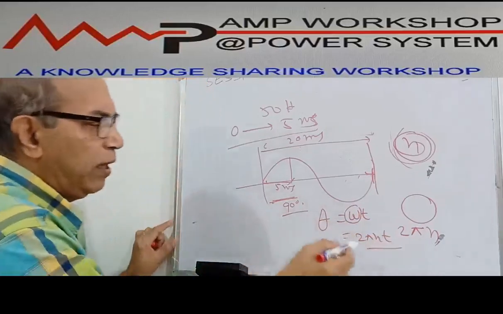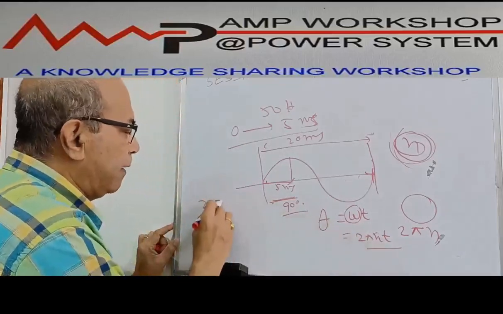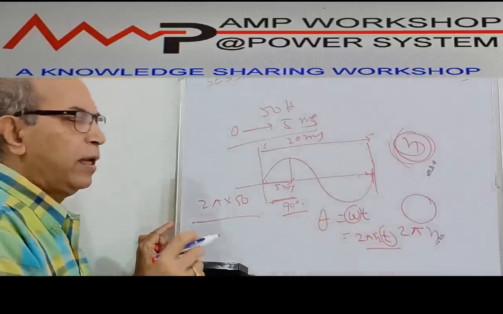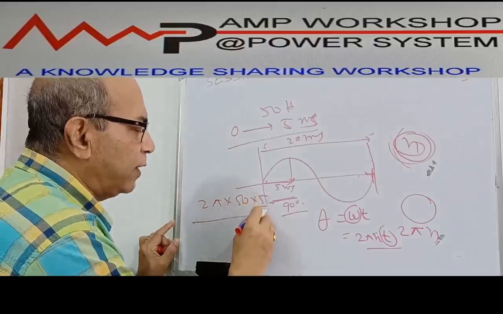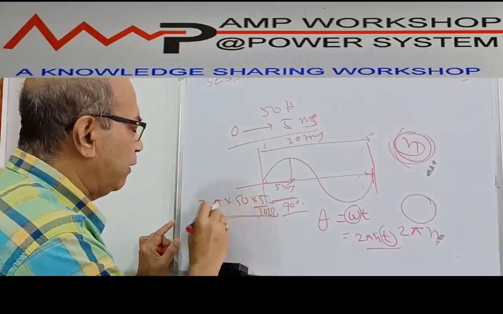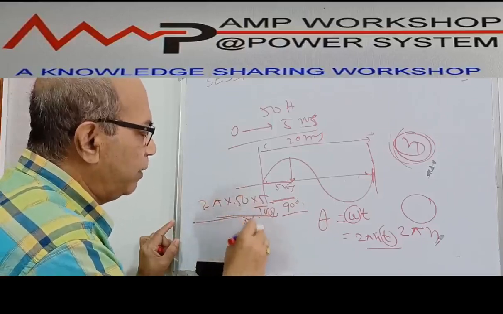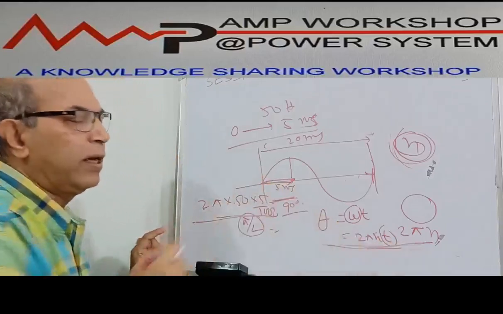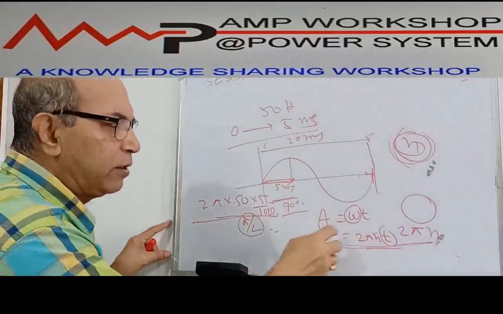Now if you go for 50 hertz, then this frequency is 50 hertz. So 2 pi into 50, and then into time. Suppose the time is 5 milliseconds. So 5 milliseconds means 5 into 10 to the power minus 3 seconds. If you calculate this, it becomes pi by 2, which equals 90 degrees. So this is 90 degrees. In this way we can get this angle. In angular form, it will be 2 pi nt, which is equal to theta.